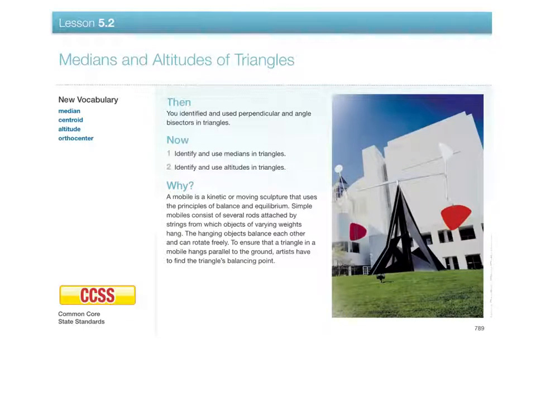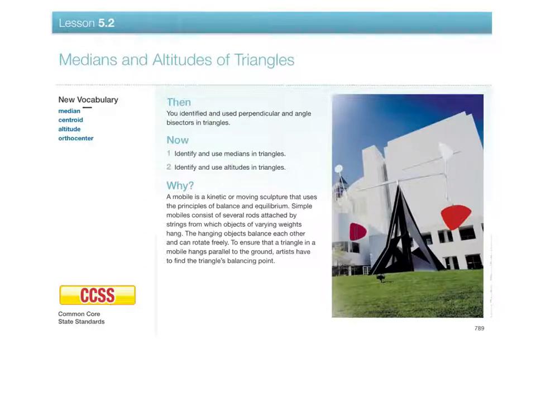Okay, exercise 5.2, medians and altitudes of triangles. Let's have a quick look at the new vocabulary. Obviously the first one is the median. The median is a segment with the endpoints being a vertex of a triangle to the midpoint of the opposite side. In other words, it must go from one angle to the center of the opposite side.